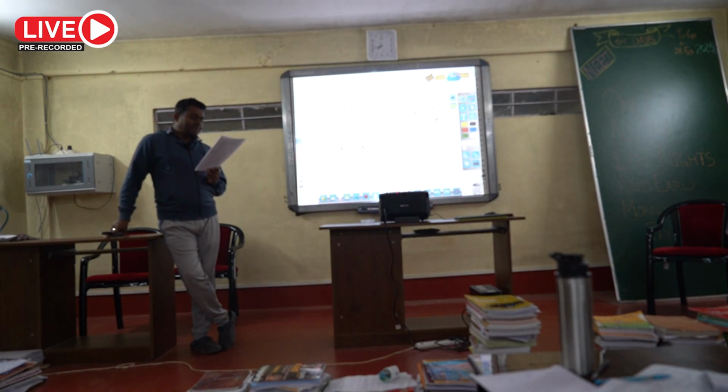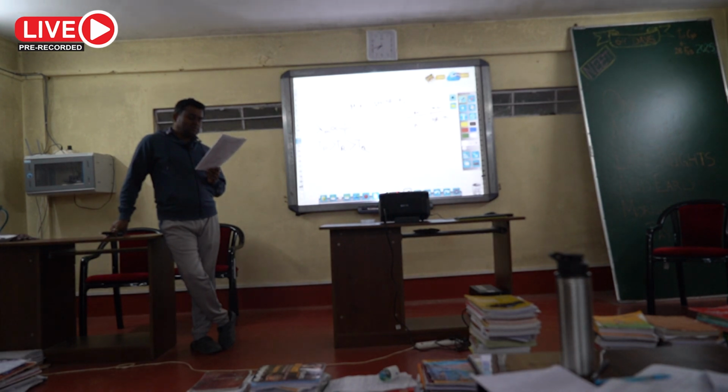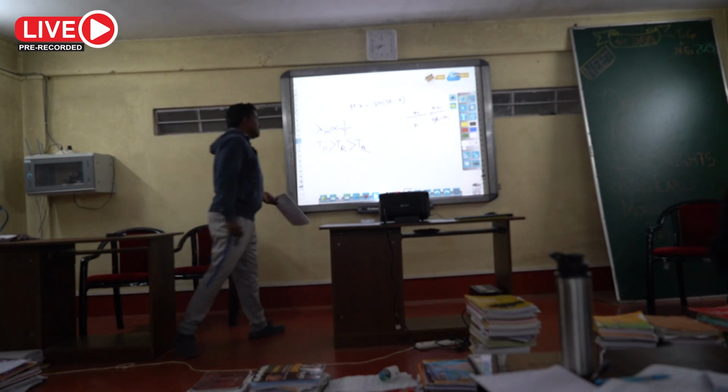Next, the approximate depth of the ocean is given, compressibility of water is given. Compressibility factor means inverse of the bulk modulus, and the density of water is 10 to the power 3 kg per meter cube. Compressibility factor given. What fractional compression, that you have to find out.